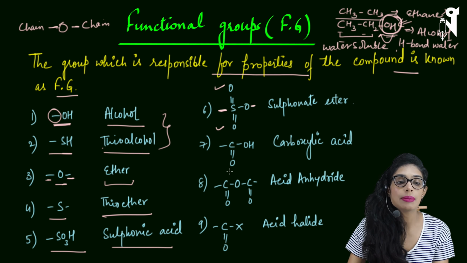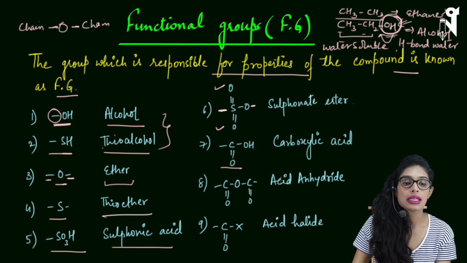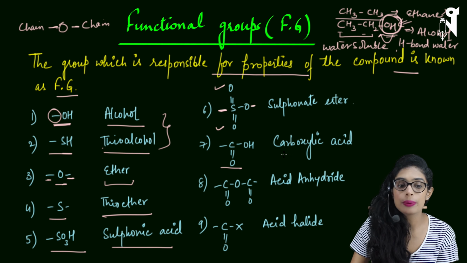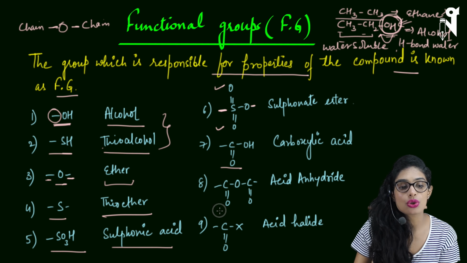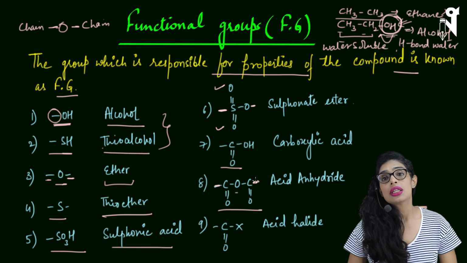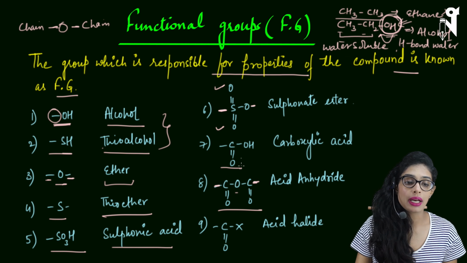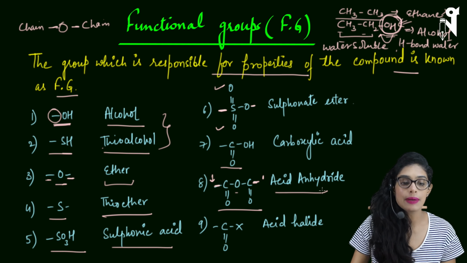Okay. Similarly, we have carboxylic acid, COOH group. Then we have the next group, that is COOCO. Here again, this is a group which fits in between the carbon chains. One carbon chain will be at this end and another carbon chain will be at this end, and this is called as acid anhydride.